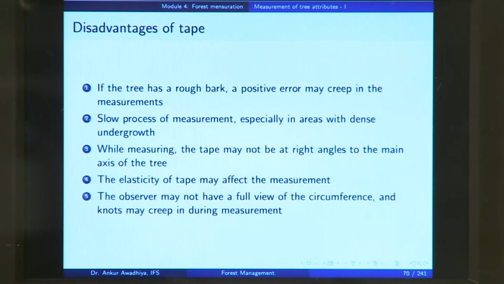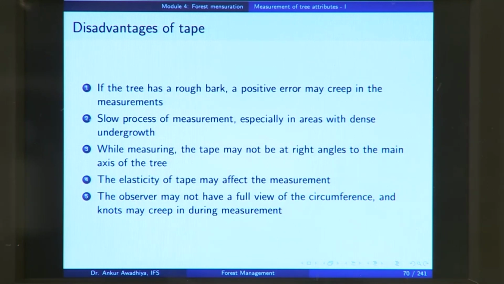However, there are also certain disadvantages. If the tree has a rough bark, a positive error may creep in the measurements. So, we have seen this before. If your tree has a rough bark, in that case the tape will go over that bark, and you will overestimate the girth of the tree, the perimeter of the tree, and in that case you will overestimate the diameter of the tree. Then it is a slow process of measurement, especially in areas with dense undergrowth.